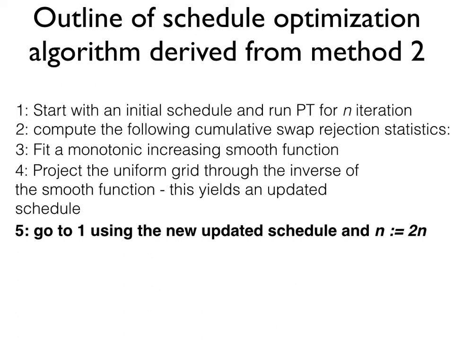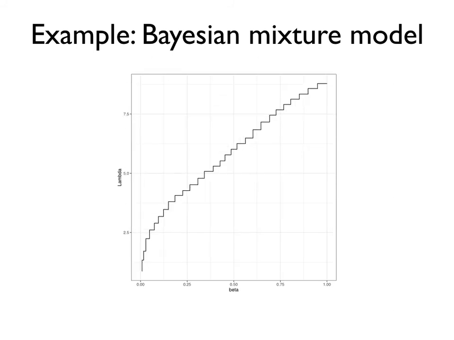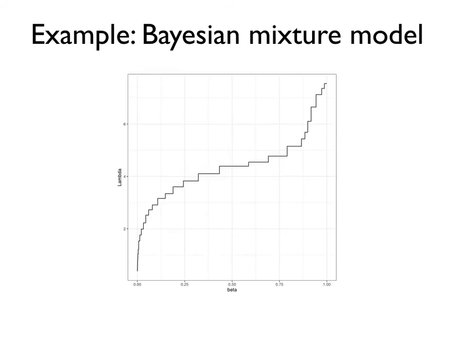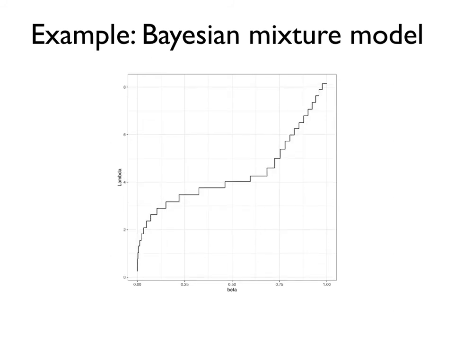So to give you a concrete example of what this looks like, for a Bayesian mixture model, we start with uniform spacings, and as we update, we get this interesting non-trivial schedule, which takes into account a certain phase transition that occurs when the indicator function of the labels become clustered for the two cluster components.